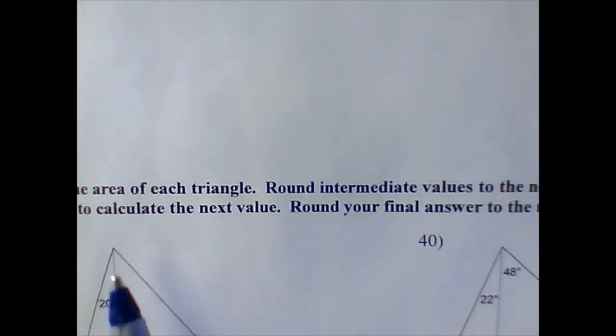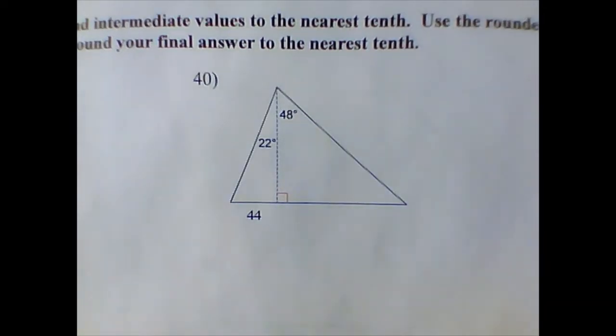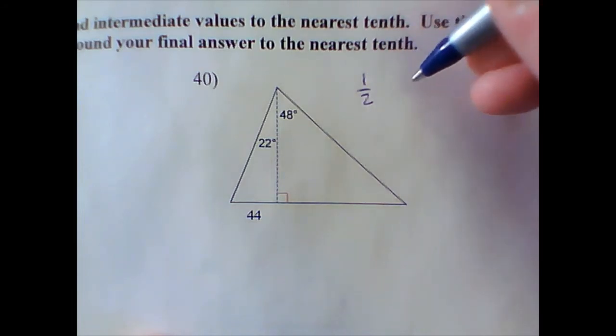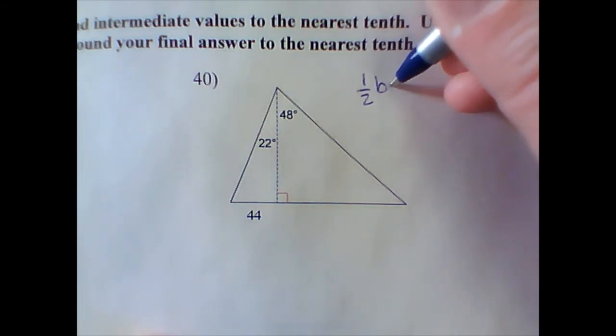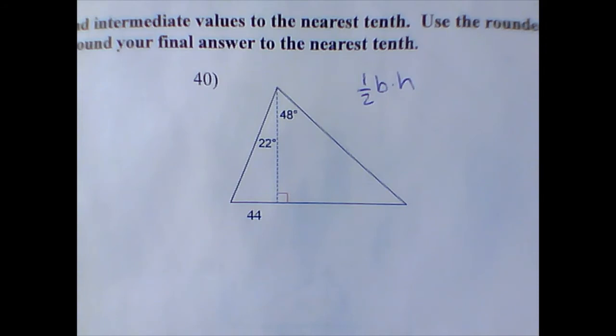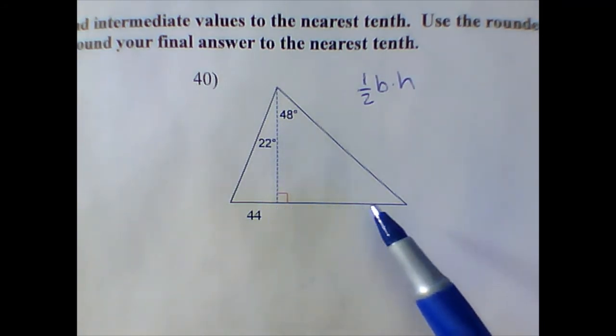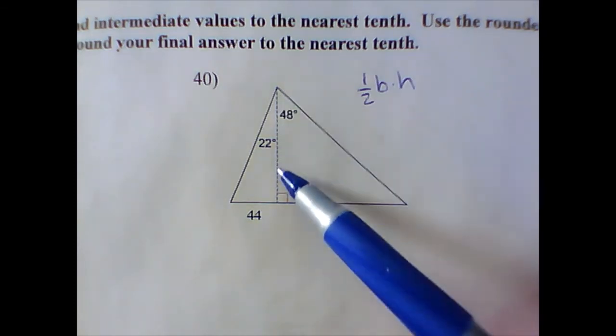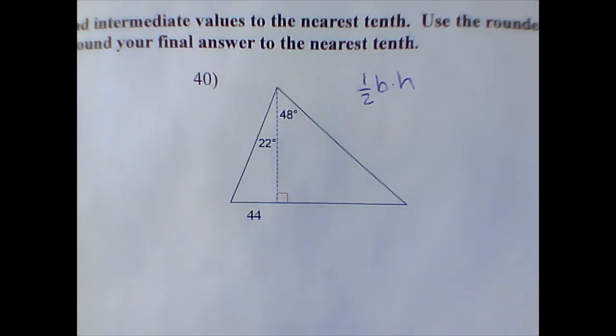We are looking for the area of the triangle. Well, that's easy. We can figure that out. One half times the base times the height. All right, we know what one half is. We do not know what the entire base is. 44 is just the left side. The height, we don't know that either. But we do know that that's a height.